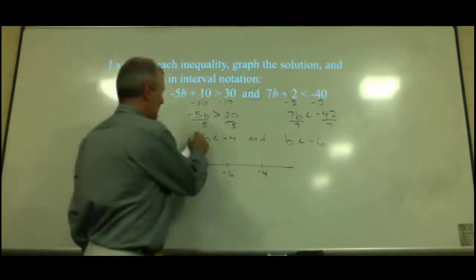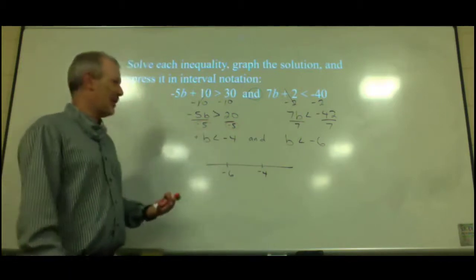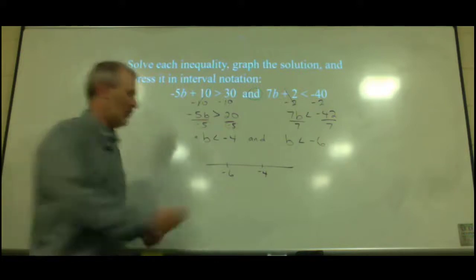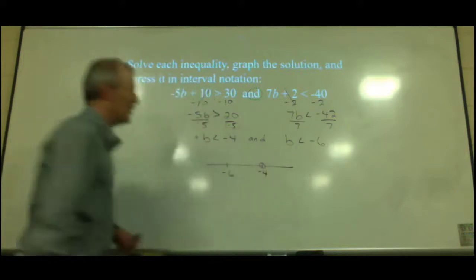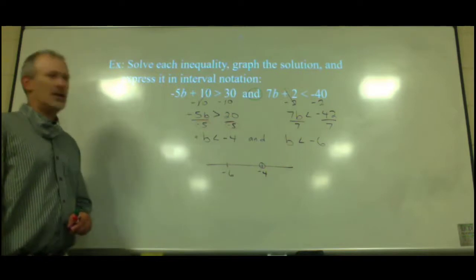So let's start with this one. b is less than -4. What sort of boundary point goes on the -4? Open. And then what direction should we go from the -4? Left, because it is less than.